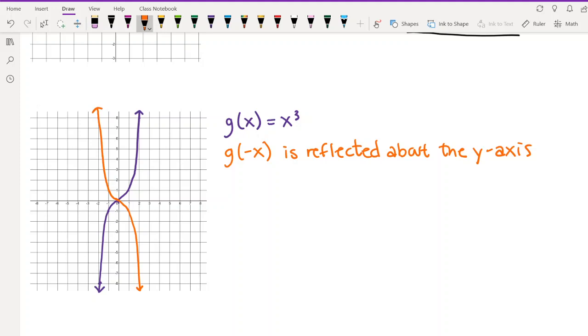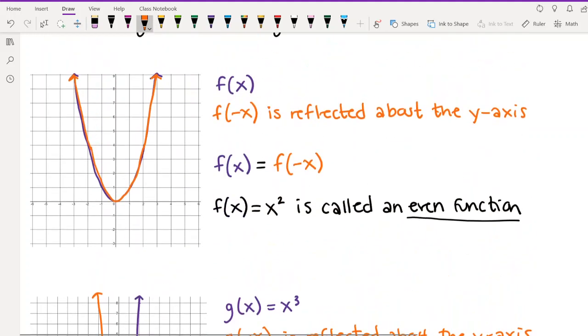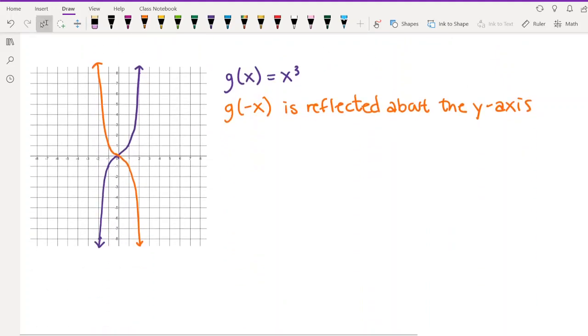Okay, so this graph does not look the same as the beginning one, right? It would not be true to say that g of x is equal to g of negative x. In the first example it was true, right? f of x was the same graph as f of negative x. This one they're different. However, I want to graph something else to compare. So let's graph negative g of x.